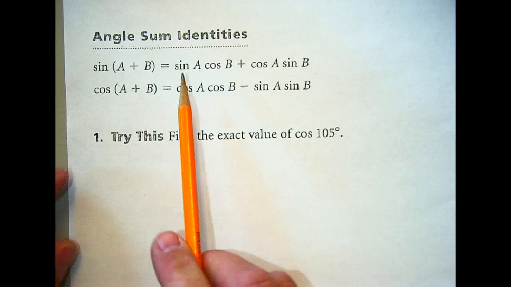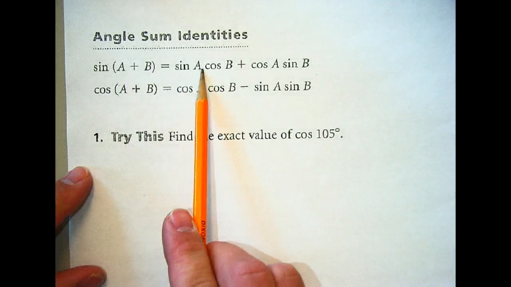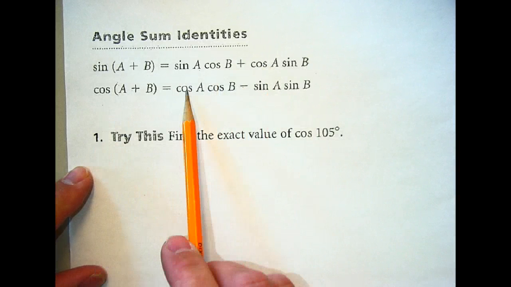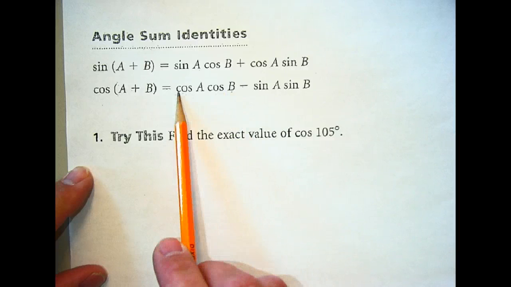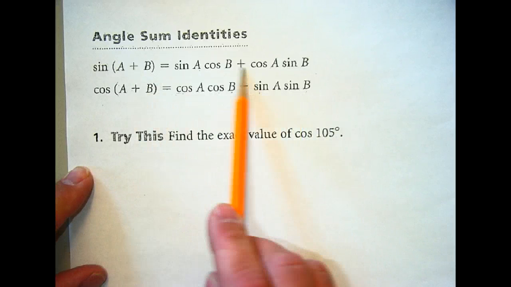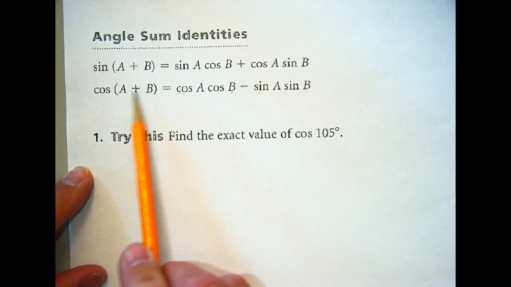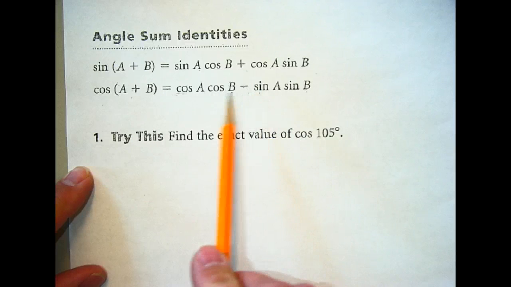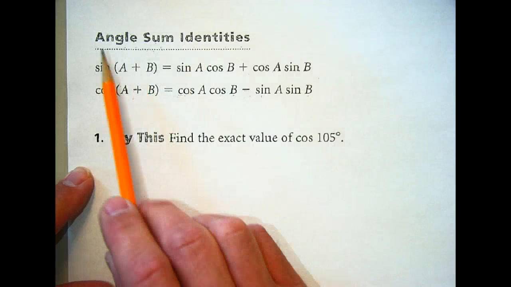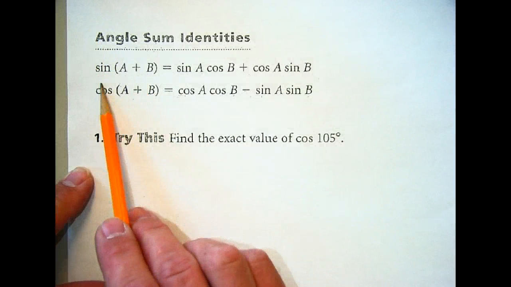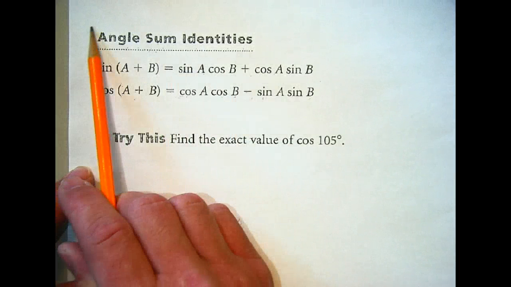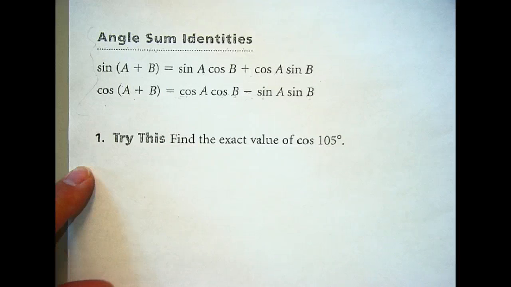Just note the difference here. Sine has sine A cos B and then cos A sine B. Cosine has cos A cos B. They're the same trig function you're using here. And notice sine goes with plus, and cosine actually is minus. We'll go through at some point, not today, just so you have time to work, how we come up with those identities. But for now, you need to memorize them. You're going to use them on Friday's quiz.